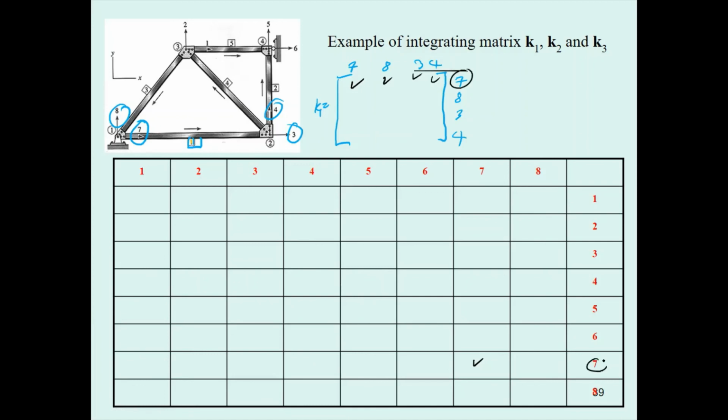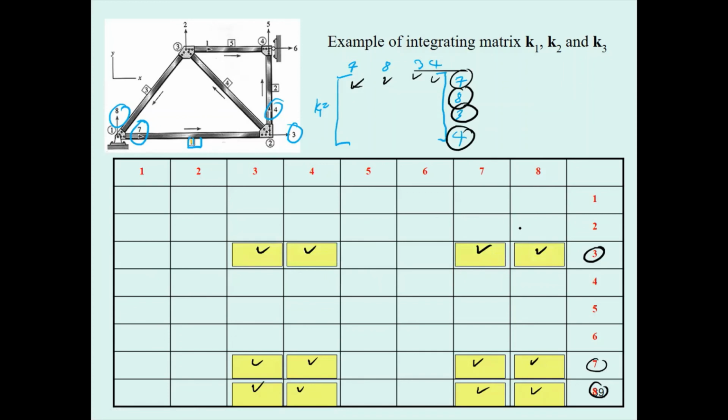Go to row number 7: 7, 8, 3, 4. And then go to row number 8, repeat it: 7, 8, 3, 4. And then go to number 3 over here: 7, 8, 3, 4. You just do it very easily. And then go to number 4 here: 7, 8, 3, 4. You get the first one.